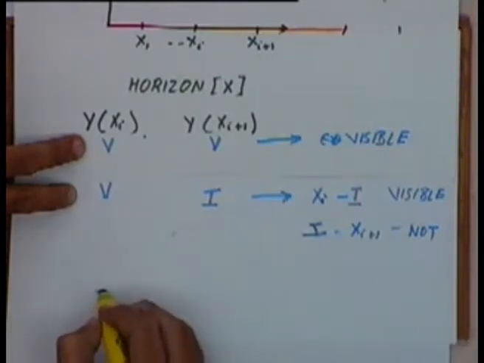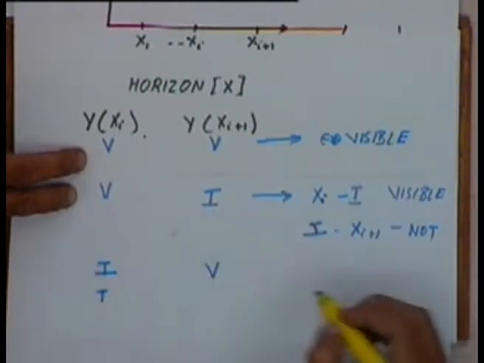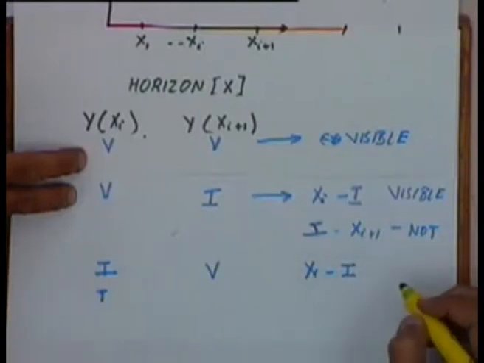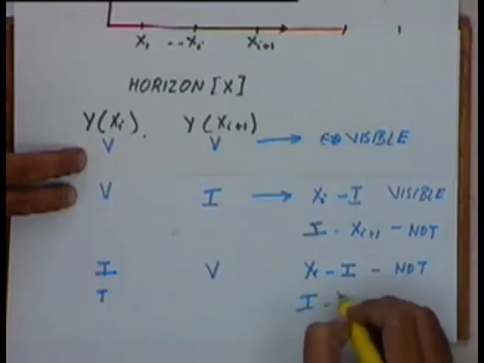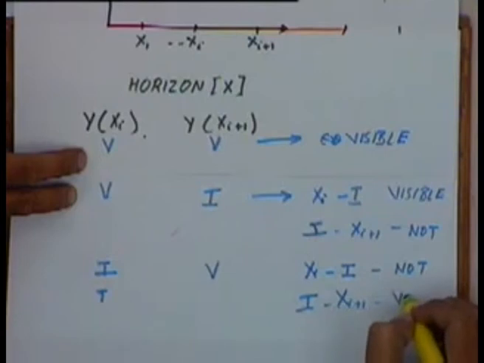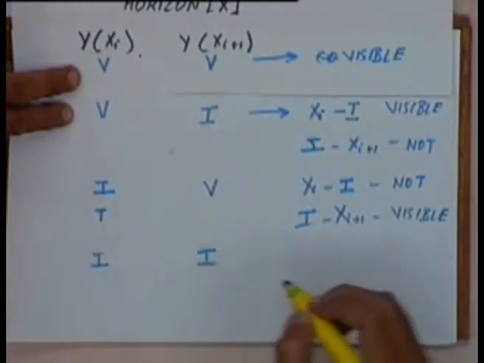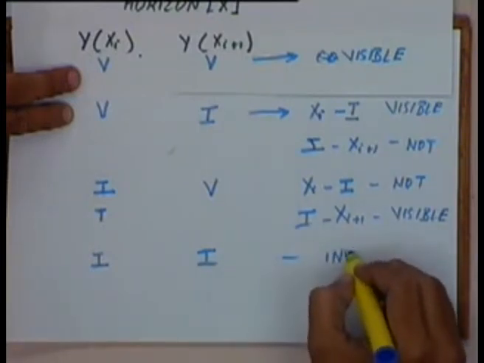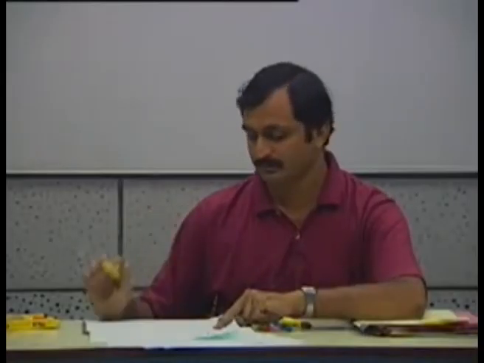On the other hand, if xi is invisible and xi plus 1 is visible, it will be the other way around. From xi to the intersection point, the curve will not be visible, and from the intersection point I to xi plus 1, the curve will be visible. And of course, if both of them are invisible, in that case the curve is invisible.